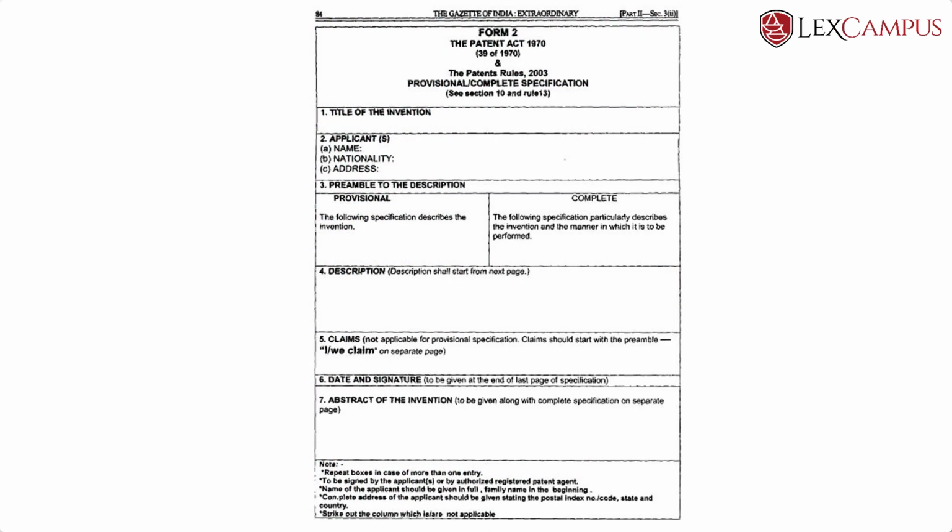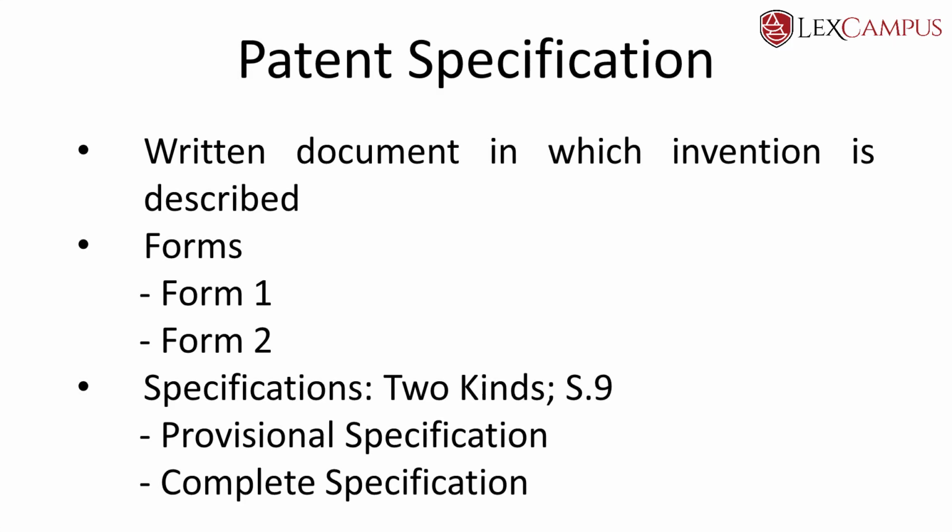Form 2 is a separate form which will contain the patent specification. The specification will encompass the details of the invention. Form 2 will have the substantive details about what the invention is. So, the structure of Form 2 is different. So, when we say a patent specification, we are talking about the document that is encompassed in Form 2 of the patent rules. Patent specifications are broadly of two types.